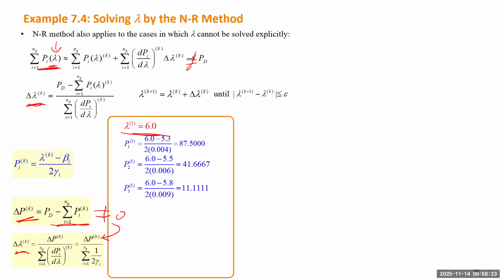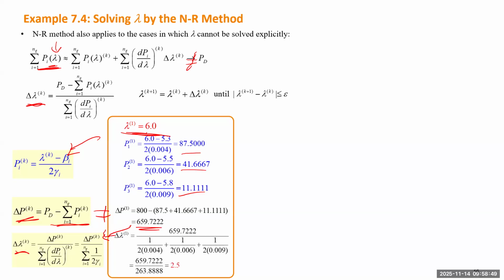You plug this lambda into the first formula. You will have 3 outputs. If you do the math, the total is much less than 800, but don't worry. The gap is huge, more than 600. But you can use this gap, plugged into the equation, to calculate how much you want to update the lambda. It tells you to update the lambda up by 2.5.